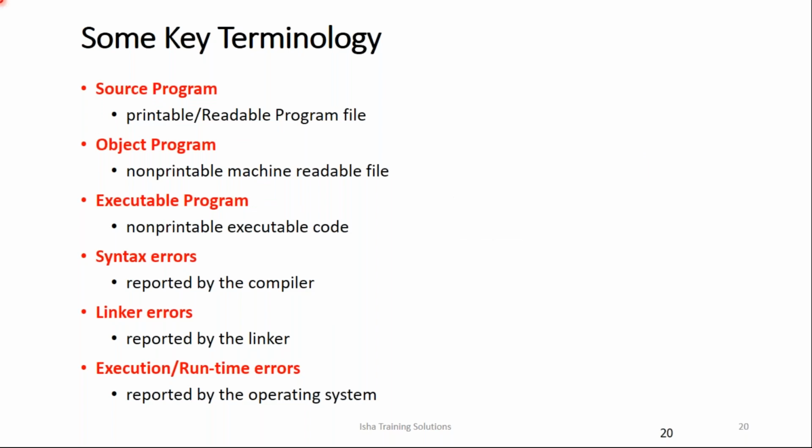Next, linker errors. These are errors that happen when some links fail or when there are spelling mistakes created by the user. We will see that in the flow whenever we write programs. As of now, we can say that there is a word called linker error. Next one is execution or runtime errors, reported by the operating system. We will see that also.